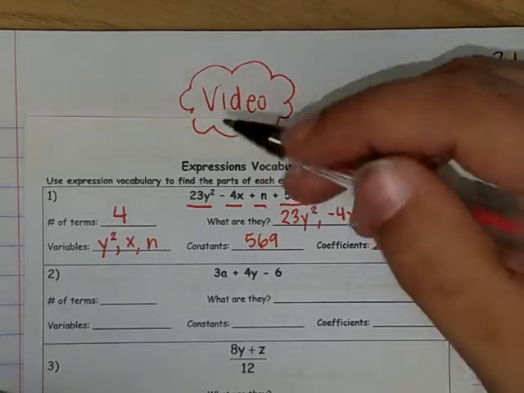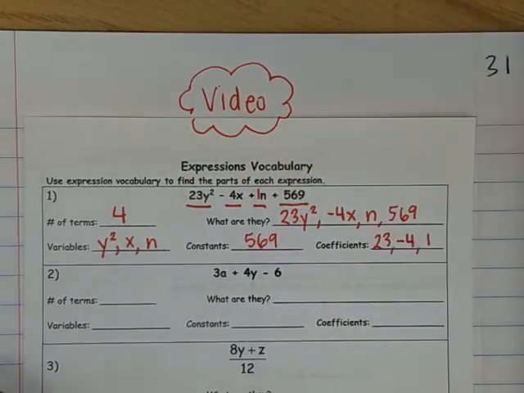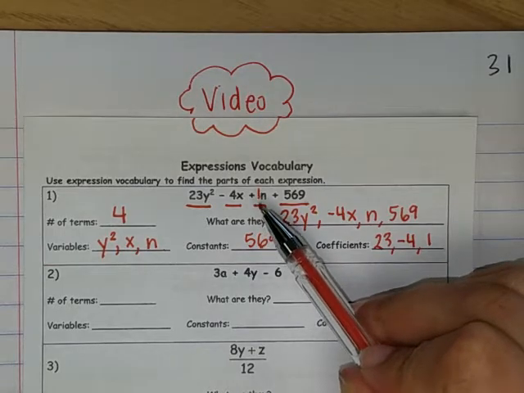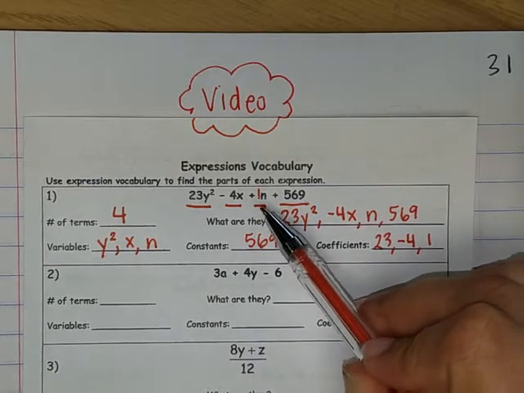Now, where do you see a 1? It's really right here with this n. So just know that when you don't see a coefficient with a variable, it is counted as a 1.